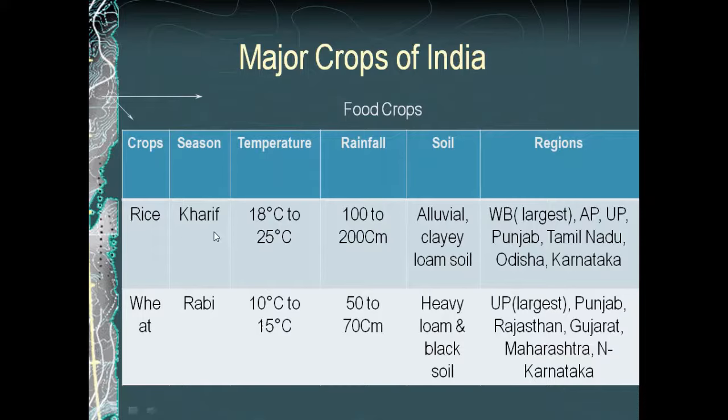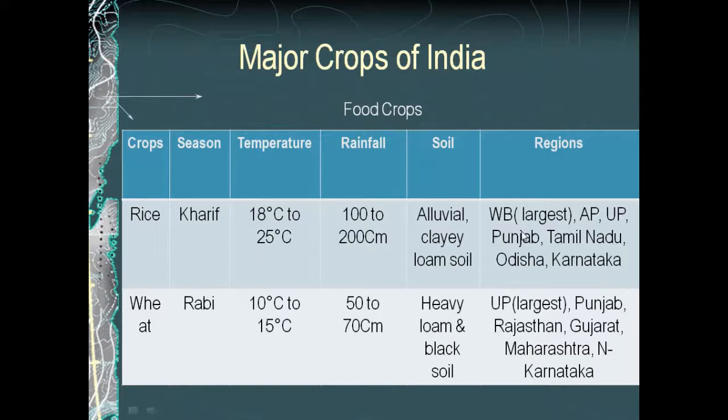Rice. Commonly this question comes in the exam: explain the climate and soil required for rice. So this much you have to cover. Rice is a Kharif crop which requires 18 degrees Celsius to 25 degrees Celsius temperature and 100 to 200 centimeters of rainfall. It is very commonly grown in areas having alluvial soil and clayey loam soil.